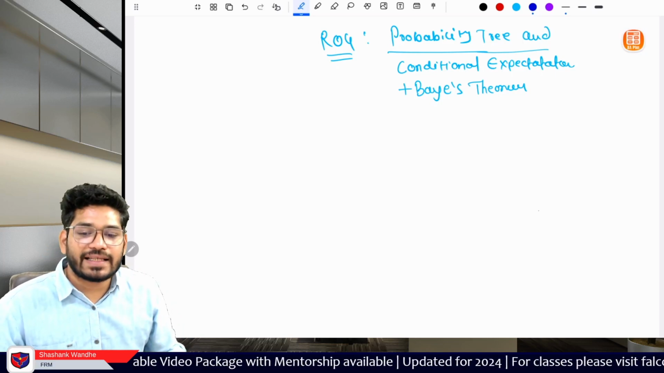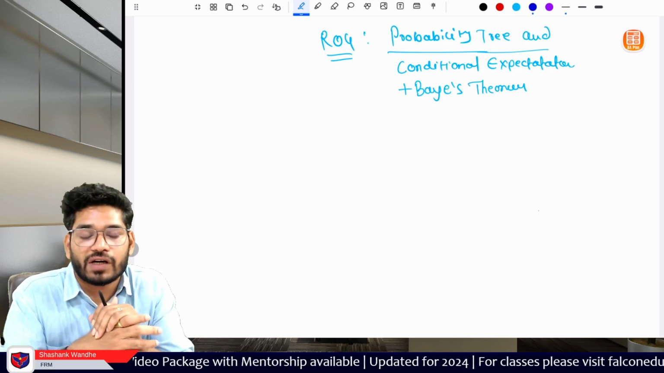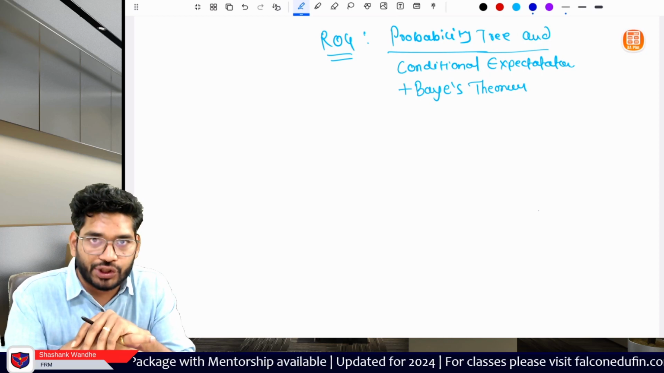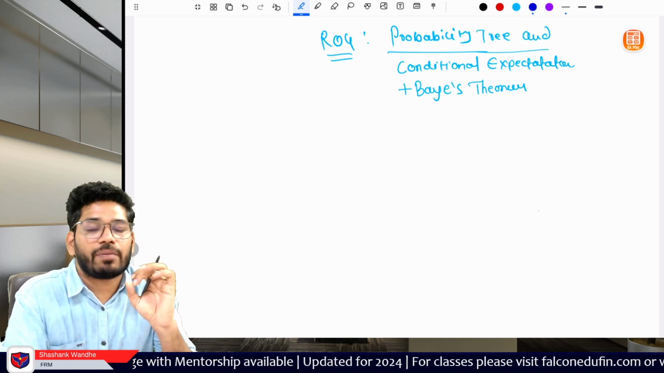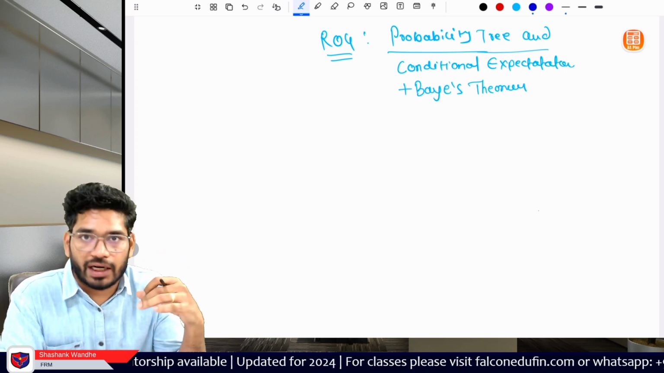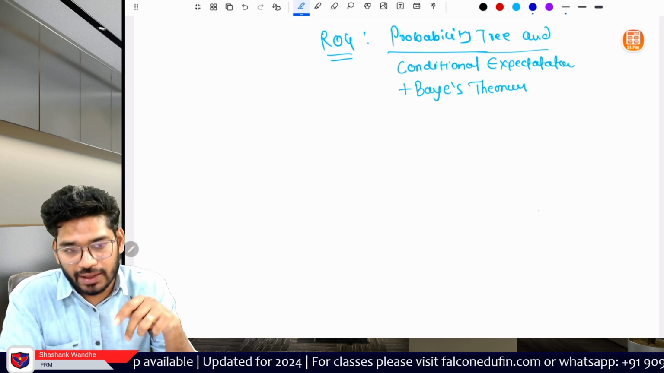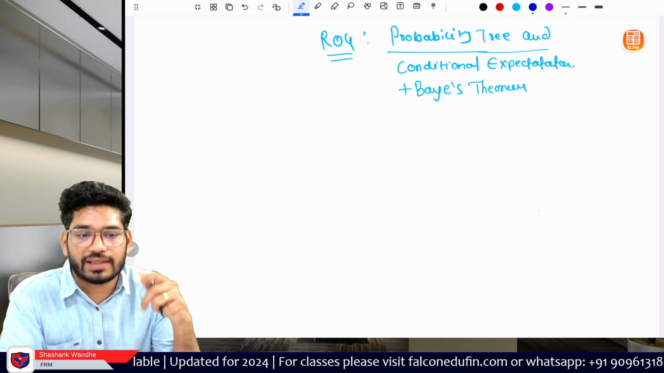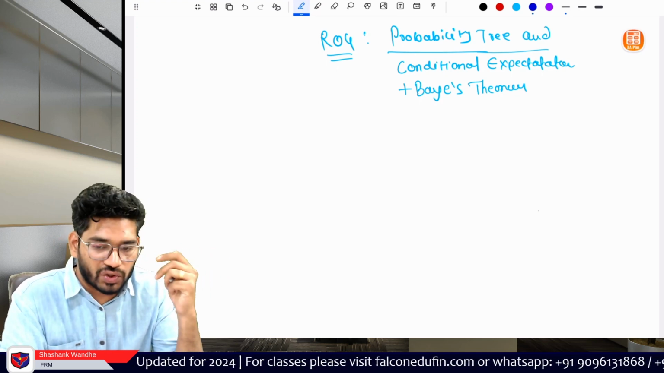Hi friends, in this session we'll discuss reading number 4 of CFA Level Quants, probability trees and conditional expectation. Now the chapter name is probability trees and conditional expectation, but we also have the Bayes theorem in this chapter. So we have three discussions in this chapter. First is the probability trees, then the conditional expectation, and then the Bayes theorem.